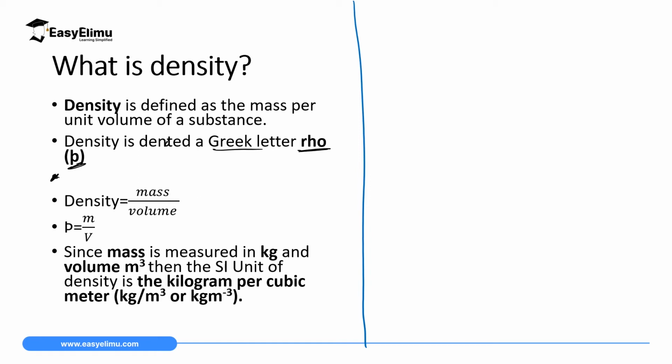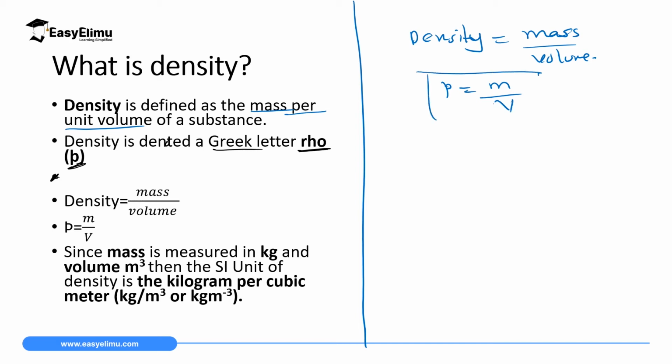So, from the definition, we can write down the formula for density. Density, look at the definition, is mass per unit volume. So we can write it as density is equal to mass per volume. Now if we use symbols, density, which is rho, is equal to mass, which is written as m, over volume, like that. So that is the definition of density.